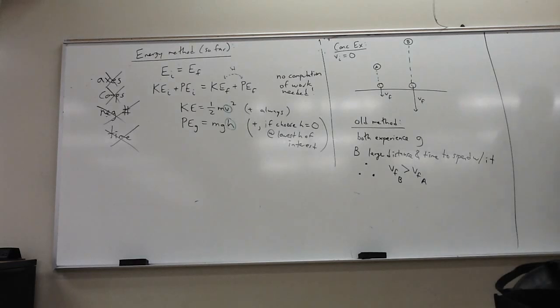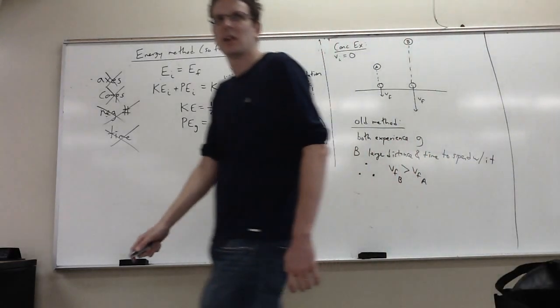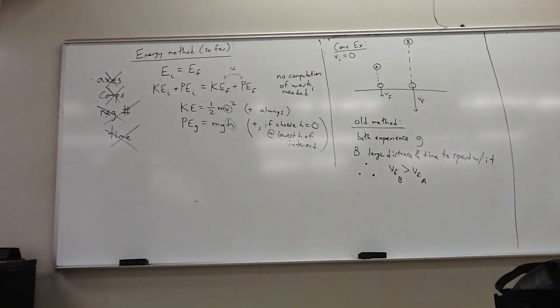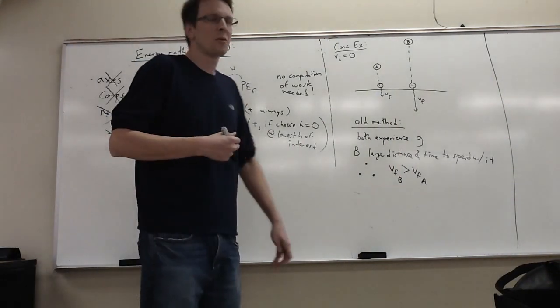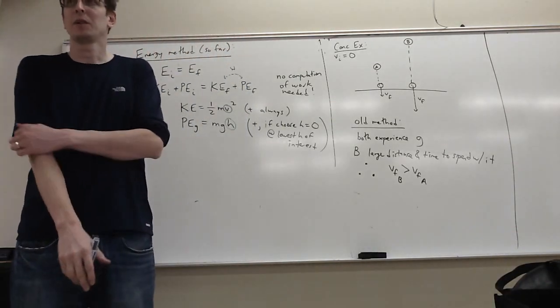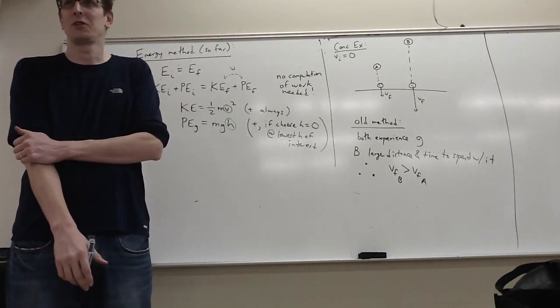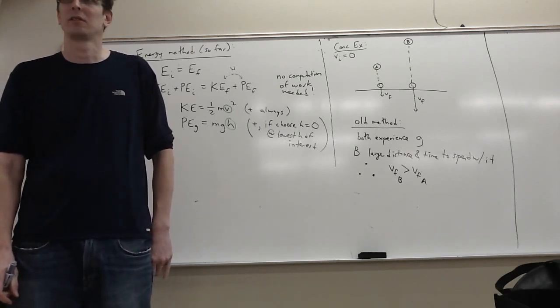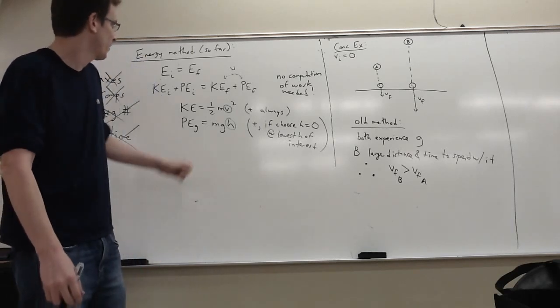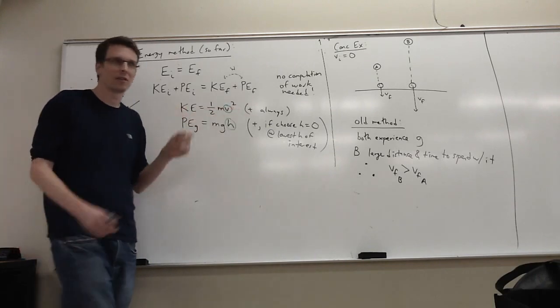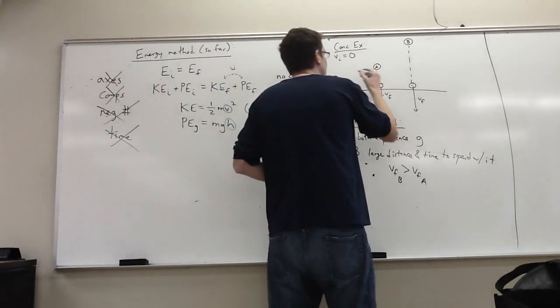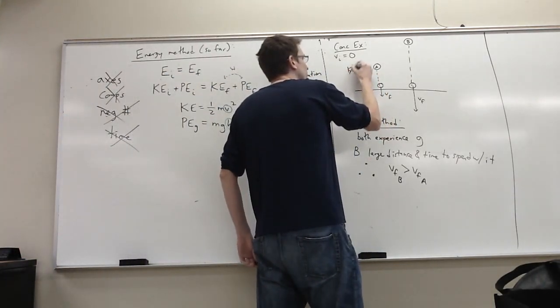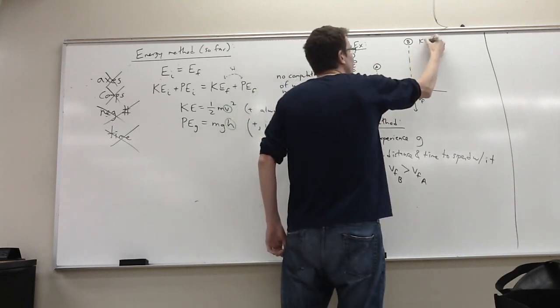Now, let me show you how far we've come in terms of how to interpret this with energy. Now, in terms of energy, if they're released from rest, how much kinetic energy do they both have to start with? 0. 1/2 mv squared. If v is 0, KE is 0. So they both have no kinetic energy to start with. KE is 0, KE is 0.